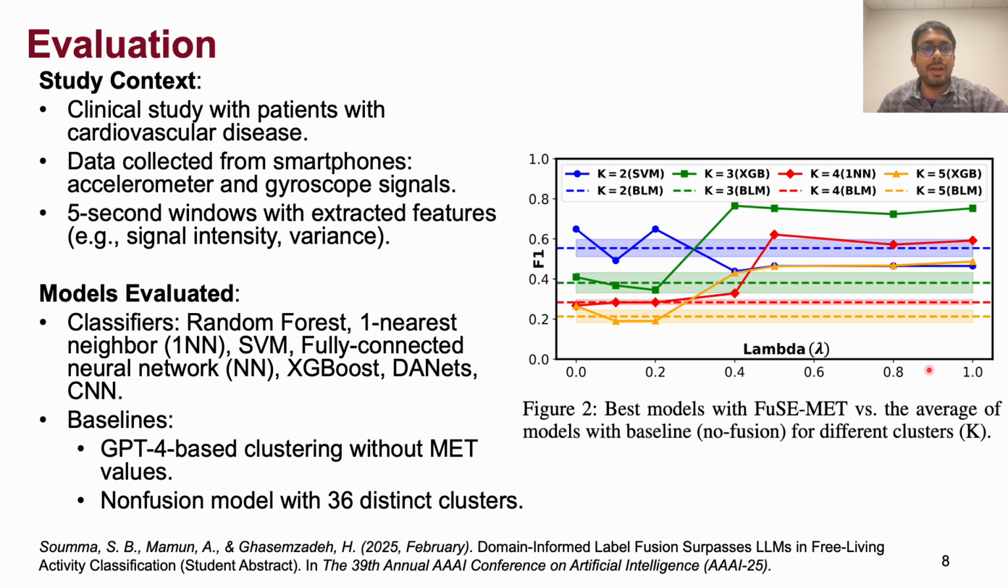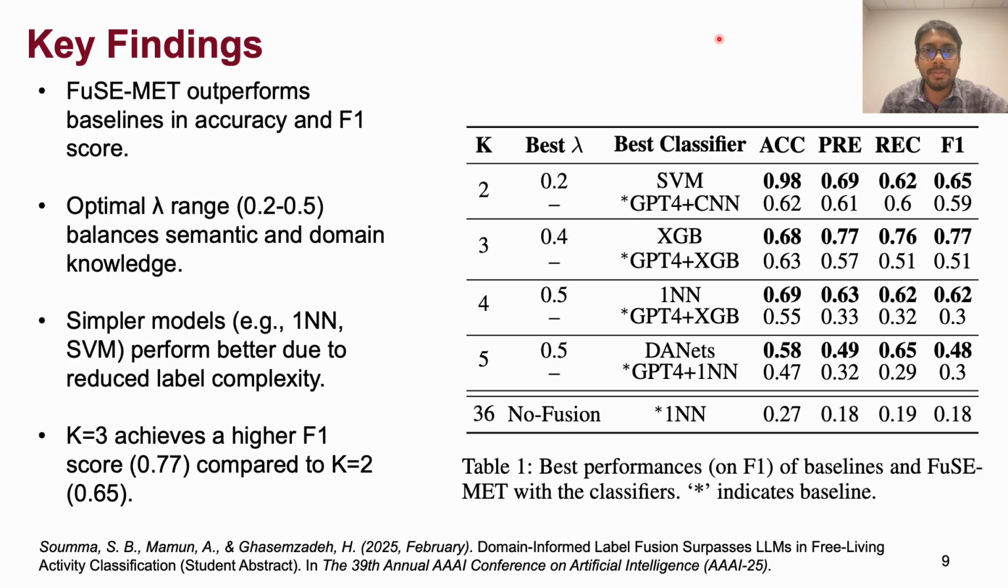Our method was evaluated on a dataset collected from participants with cardiovascular diseases. The classifiers used were random forest, one nearest neighbor, SVM, XGBoost, DNets, and a few others. The baselines were GPT-4-based clustering without MET values, followed by one of these classifiers, and also a non-fusion model with 36 different clusters where no k-means clustering was performed.